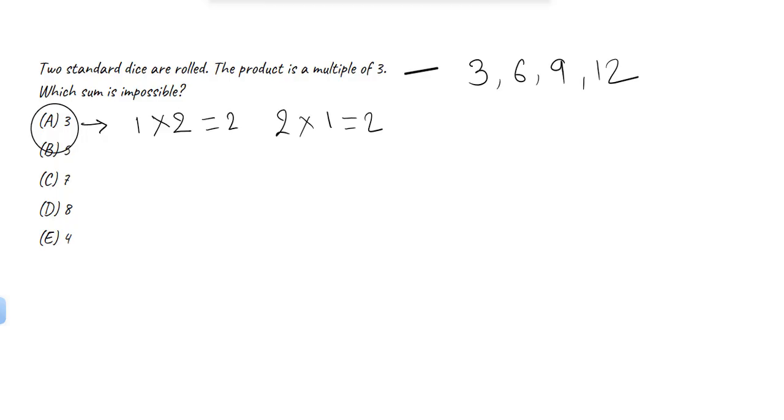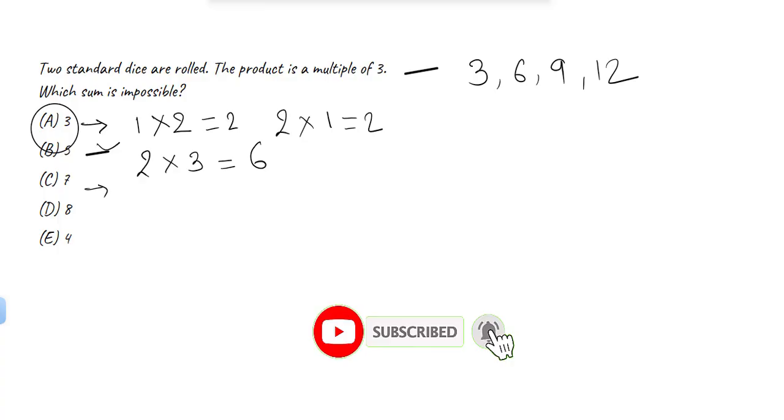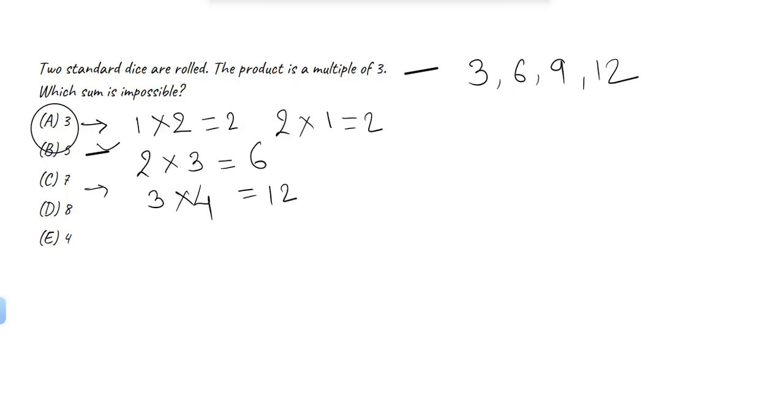Now if you look at 5, we can have the first die as 2 and the second die as 3. The sum is 5 and the product is a multiple of 3. So this is a multiple of 3. Now we can check 7. You can have 3 on the first die and 4 on the second die to get 7. If you multiply, you get 12, which is a multiple of 3.